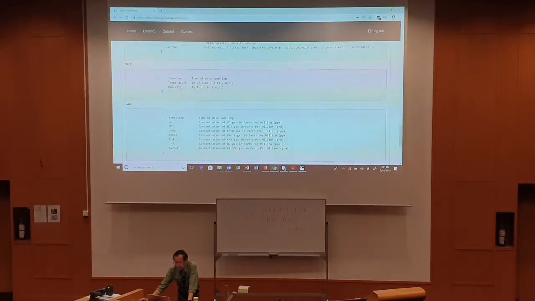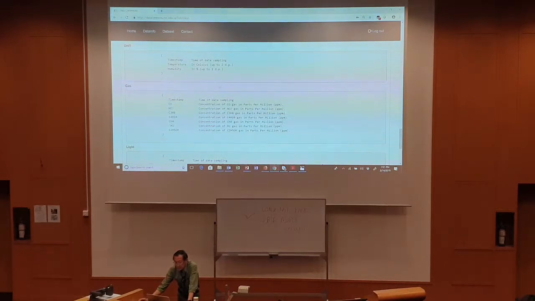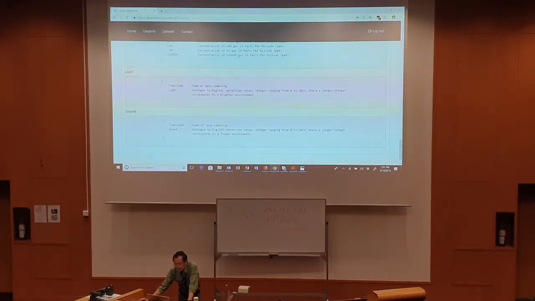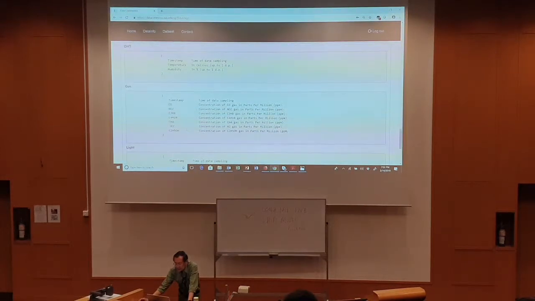And then these are the things for the environmental sensing. Okay, timestamp, temperature, humidity, gas, carbon monoxide, nitrogen oxide, methane or whatever. Okay, methanol, hydrogen, etc. And then light level, sound level, etc. So all this is archived.